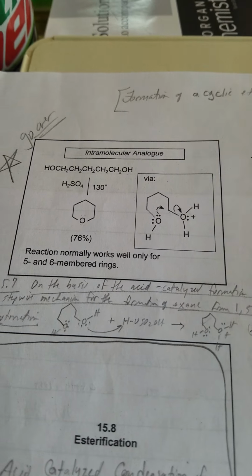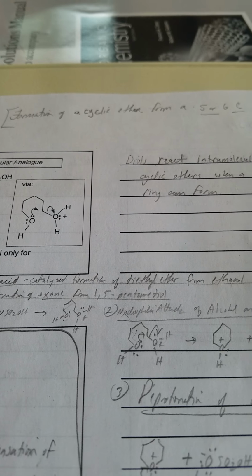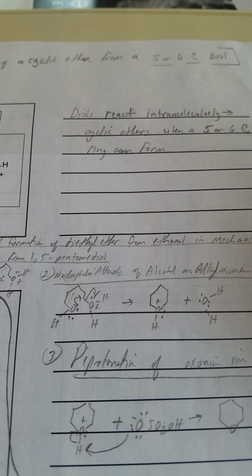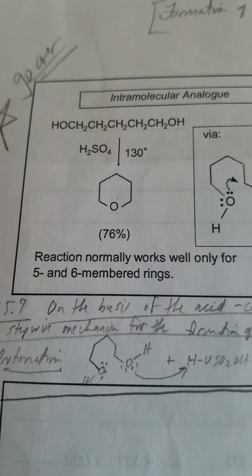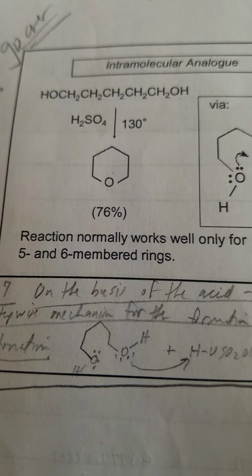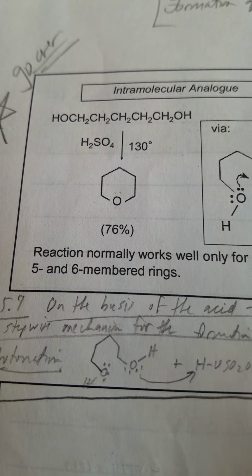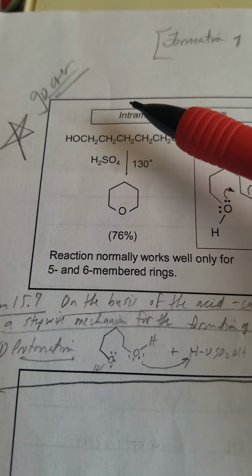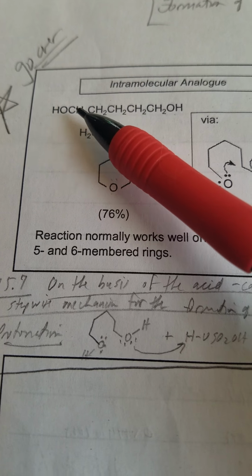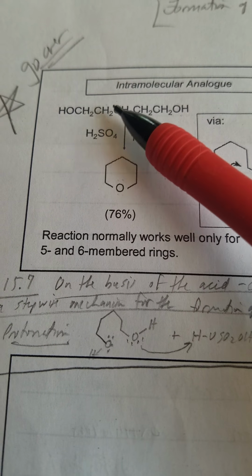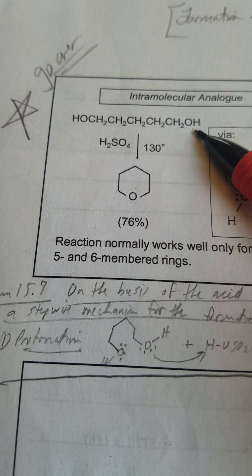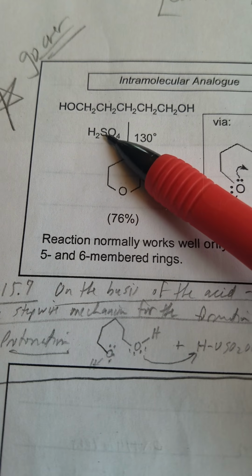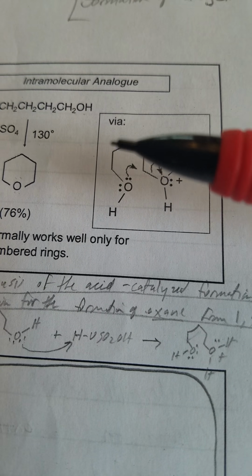Now this is kind of a unique reaction. This is the formation of a cyclic ether from a 5 or 6 carbon diol. This will only occur with 5 or 6 membered rings, so you can't do it with smaller or larger ones. But if you have a 5 carbon chain, so this is 1, 2, 3, 4, 5, or even a 6 carbon chain, you can do this. If it's a diol, you'll react it here. It's going to show you what's going to happen here.